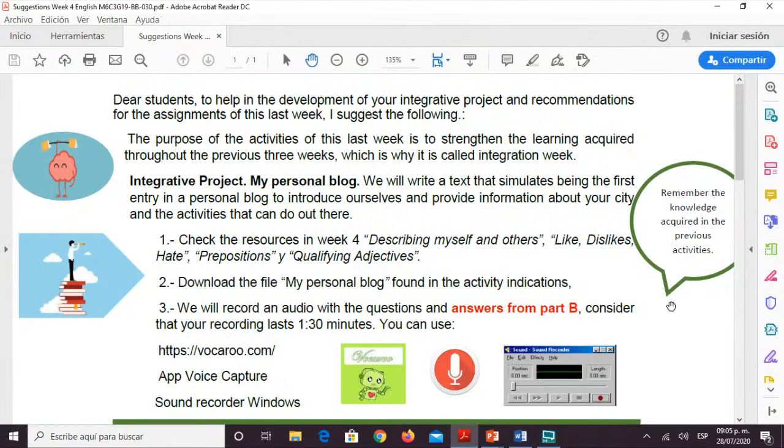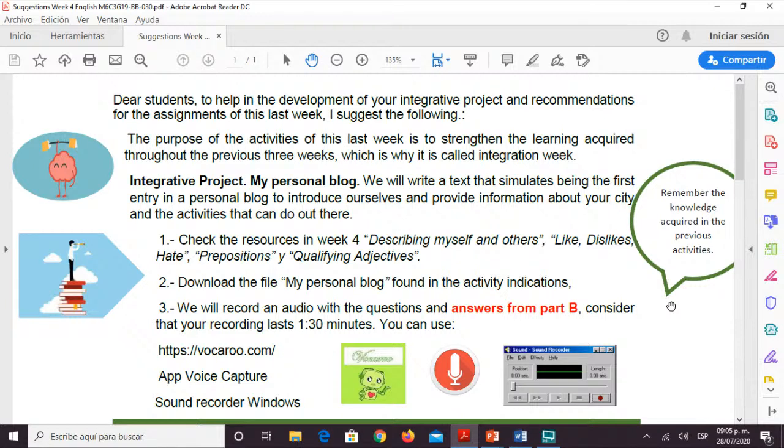So the project, let's go first to our traditional infographic that is located in the news forum. And of course, you know you have it in English and in Spanish. And here I try to be very precise, in only one word or a few words. I'm having you here the purpose of the activities of this last week: to strengthen the learning acquired throughout the previous 3 weeks, which is why I call it the integration week.